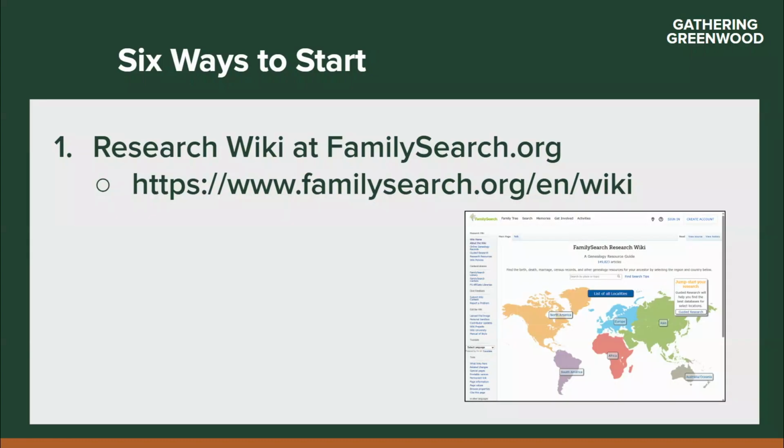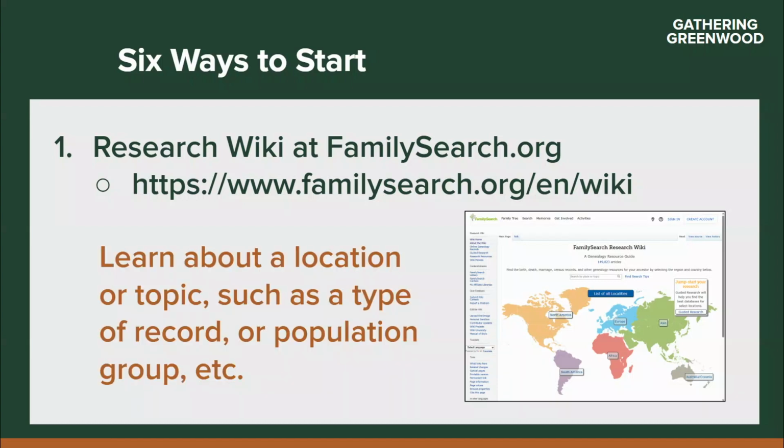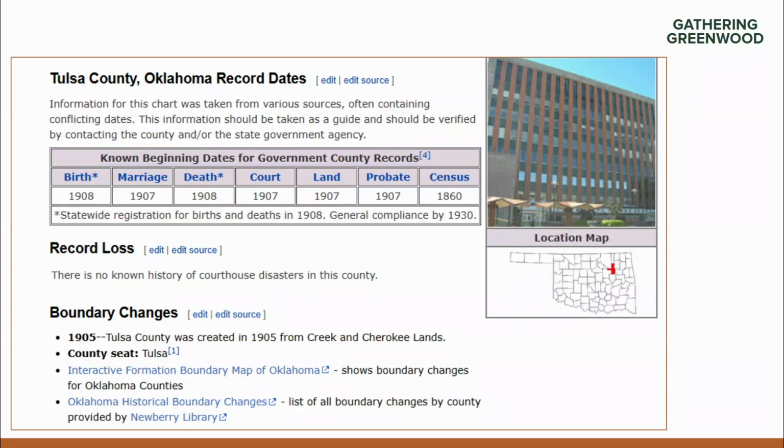If you haven't done genealogical research in a specific area before, and especially if you're new to family history research, I always recommend starting with the research wiki at familysearch.org. Here you can learn about almost any location, genealogy record type, or population group. The articles for counties in the United States have a standard section covering the known beginning dates for government county records, as well as notes about when general compliance was achieved. Not until the 1930s for Tulsa County for vital records, which are birth, marriage, and death certificates.